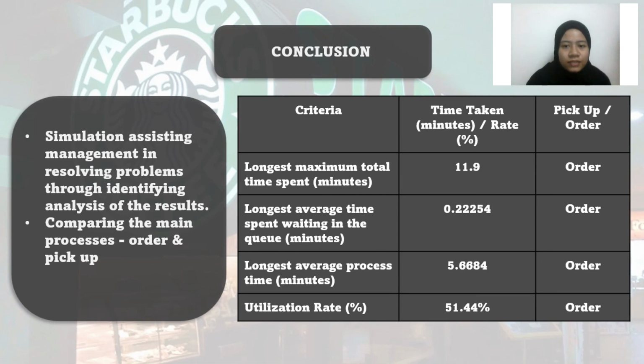The second criterion is average time spent waiting in the queue. We can see that the order process also has the highest value, which is 0.2254 minutes. The third criterion is average process time. It is also dominated by the order process with the value of 5.6684 minutes. As for the utilization rate, the order process has the highest utilization rate with a percentage of 51.44%. It means that for these two processes, the order process has the highest value for all the criteria, which means that normally the customers spend the largest time at the order counter.